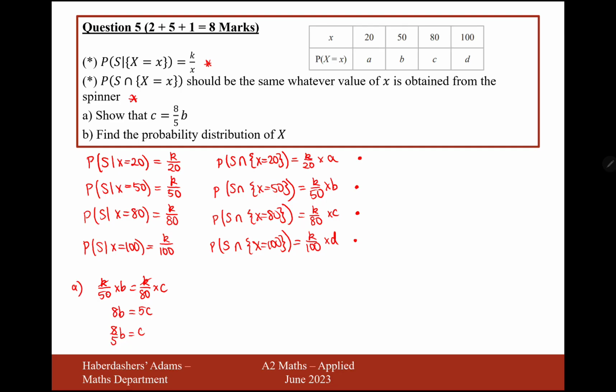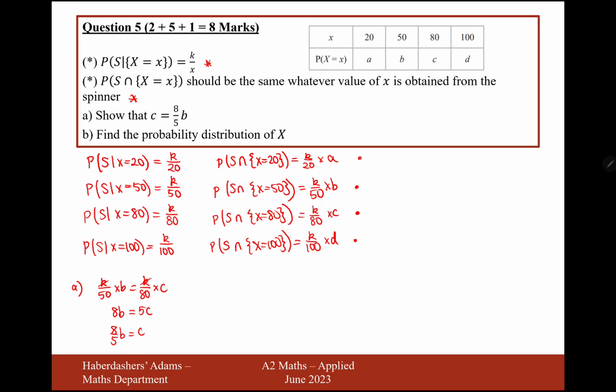Now we've got to find the probability distribution of x, which is basically to say calculate A, B, C, and D. So what I'm going to do is virtually the same thing as I did in part A and get A and D also to be in terms of B, and then I know that all of these probabilities will add up to 1 and solve the equation that way.